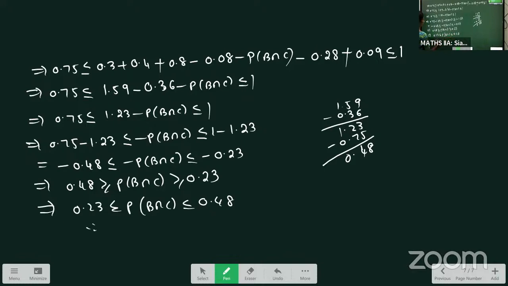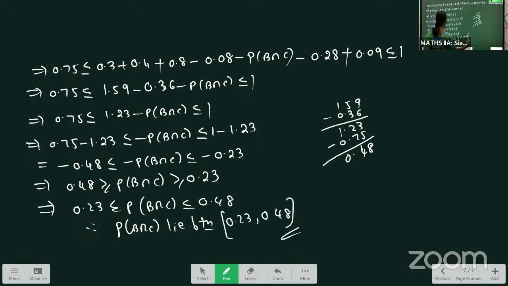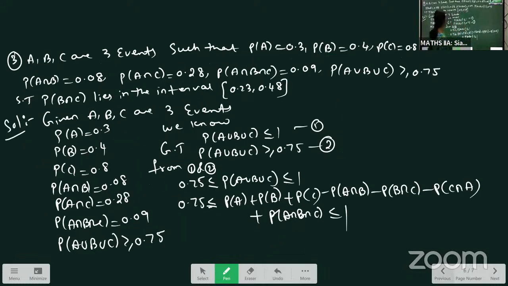Therefore, P of B intersection C lies between 0.23 to 0.48. This is how we have to write, we have to prove. Take the given content correctly and apply it into the formula. Easily we will get the solution.